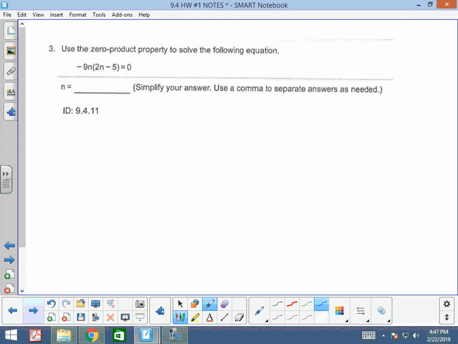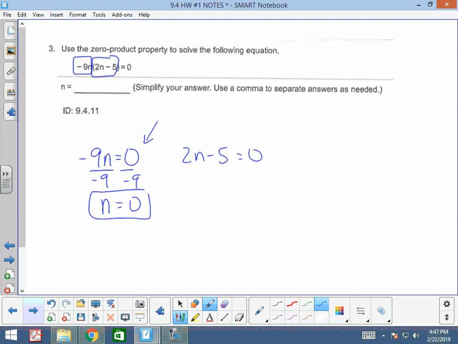All right, number 3. Again, using the zero product property. Each factor, and -9n is considered a factor because it is being multiplied times 2n minus 5. So -9n is a factor, and of course 2n minus 5 is a factor. It doesn't have to be a binomial in order to be a factor. It can be a monomial also. So divide by -9. Anytime you have 0 on the top, that means the answer is 0. So one of our solutions is 0.